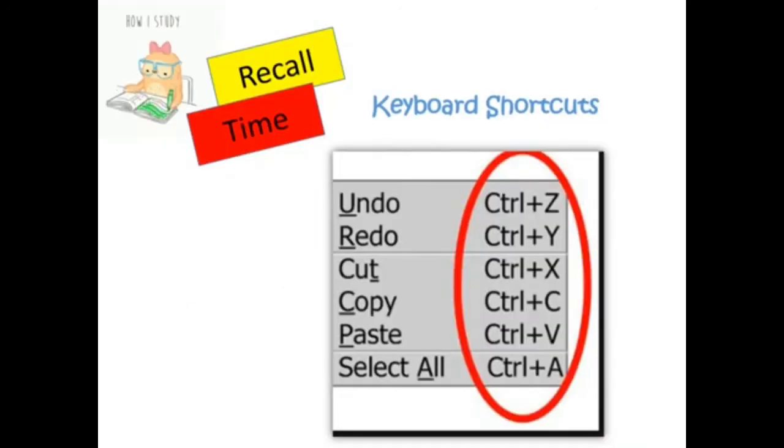Now here are some shortcut keys, time to recall them. For undo we are using Ctrl plus Z, for redo Ctrl plus Y, for cut Ctrl plus X, for copy Ctrl plus C, for pasting Ctrl plus V, and for selecting all Ctrl plus A. So these are the shortcut keys, very important for us. You have to learn them.